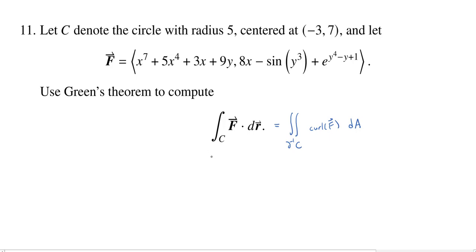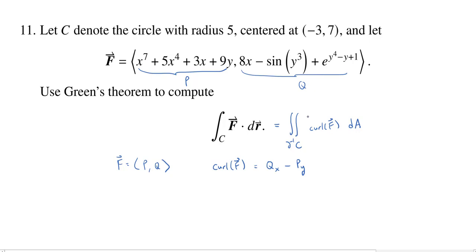So we'll recall that the curl of a two-dimensional vector field, where let's say we write the vector field in components as P comma Q, then the 2D curl is the partial derivative with respect to x of Q minus the partial derivative with respect to y of P. So in our case, the first component is our P, the second component is our Q. Those look fairly complicated, but hopefully this curl isn't going to be too bad.